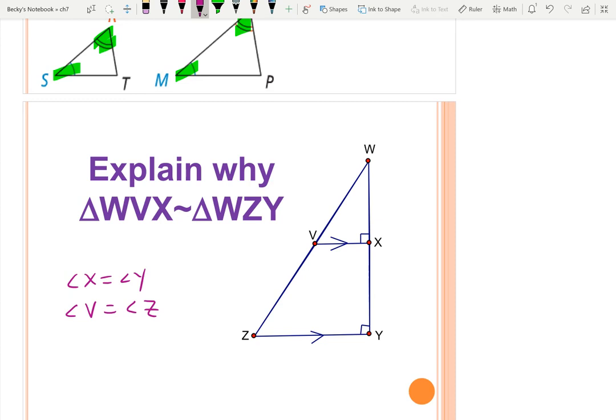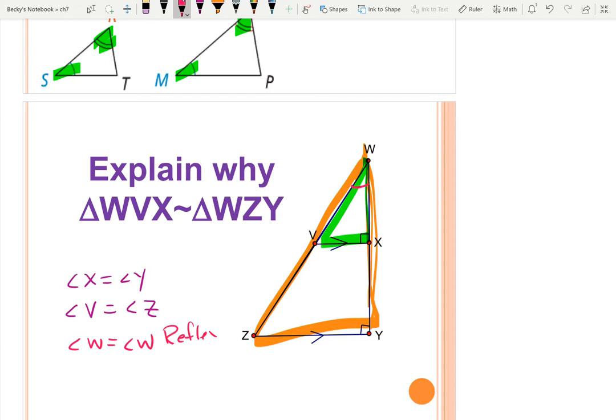We have this little triangle up here, and let's change colors. We have this bigger triangle. If you notice, when I trace those, there's one angle both triangles have in common, and that is angle W. Angle W is equal to angle W because it is reflexive. So yes, we often have reflexive sides. Angles can also be reflexive. So this is the reflexive property. I thought it was worth pointing out.